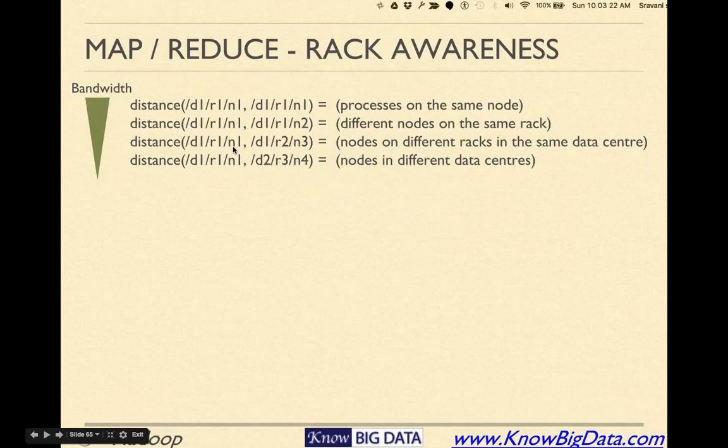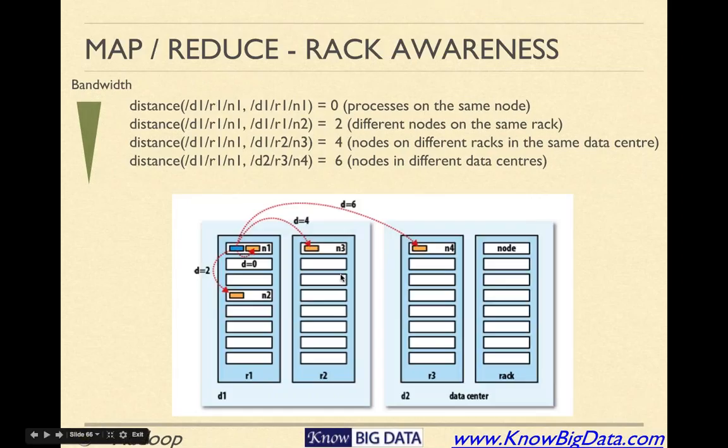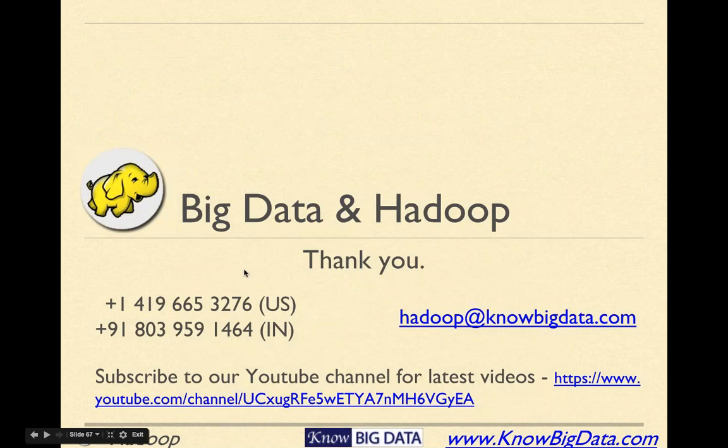The distance for the third one, the common parent is d1. Note that the common parent is d1. Correct. It is 4. And the distance between this and this, these are in two different data centers. That's right. The distance is 6. All right. So that's how it's computed.